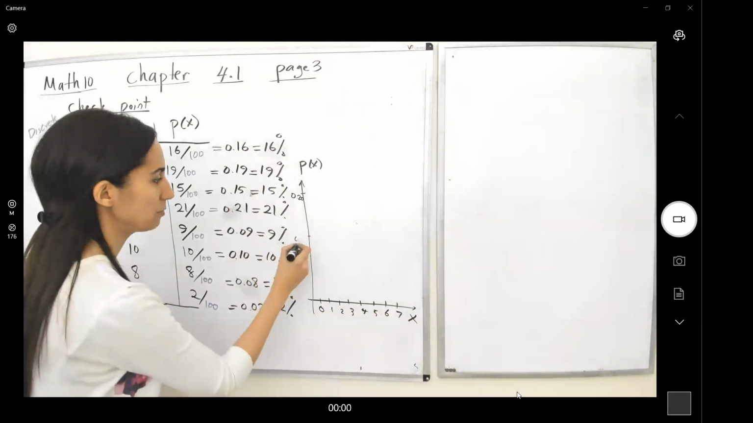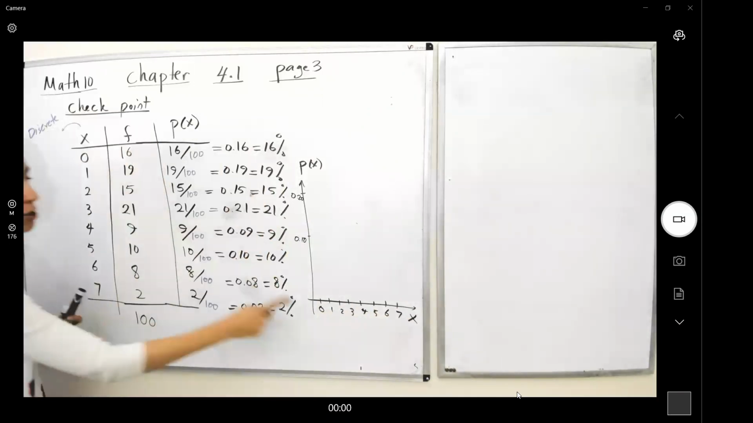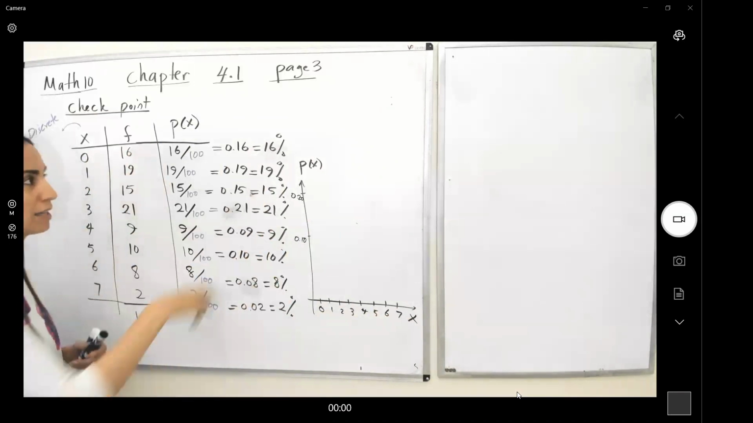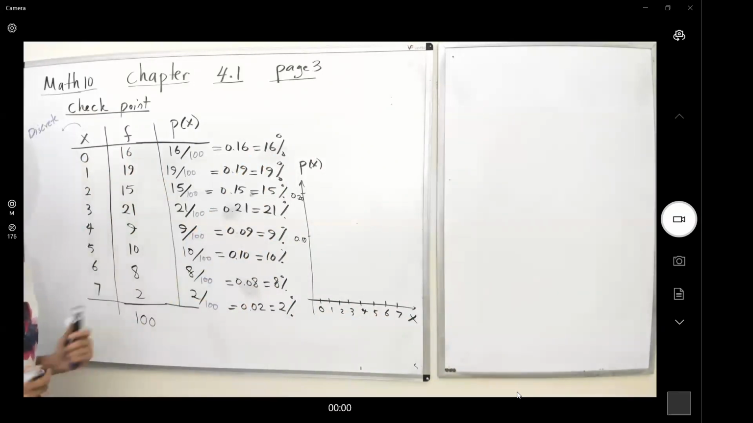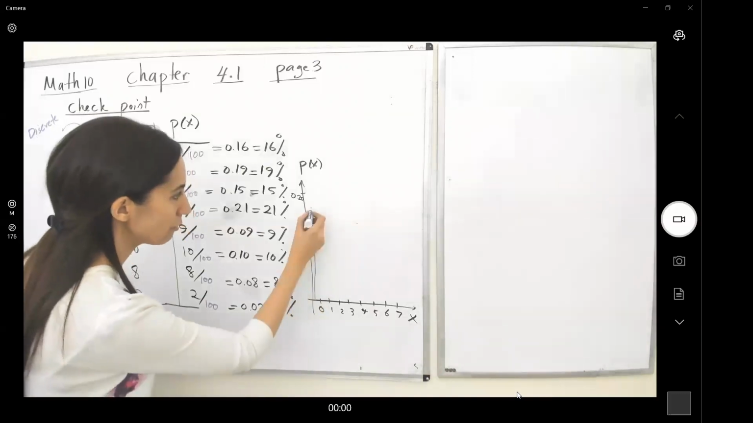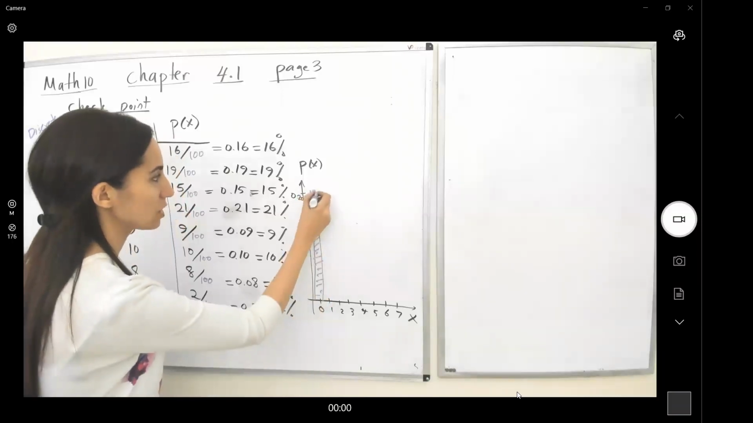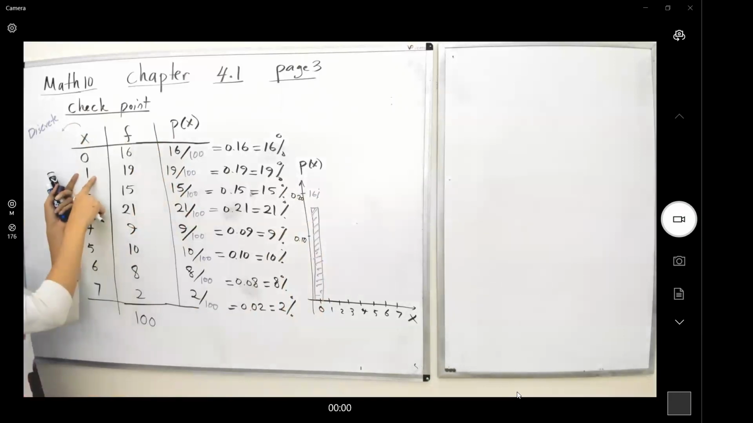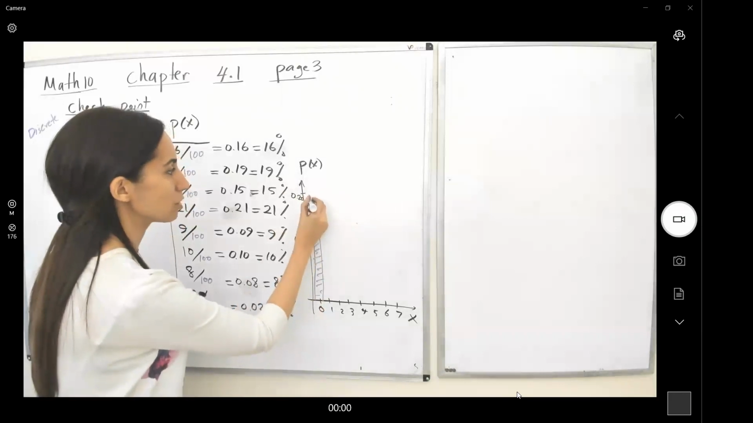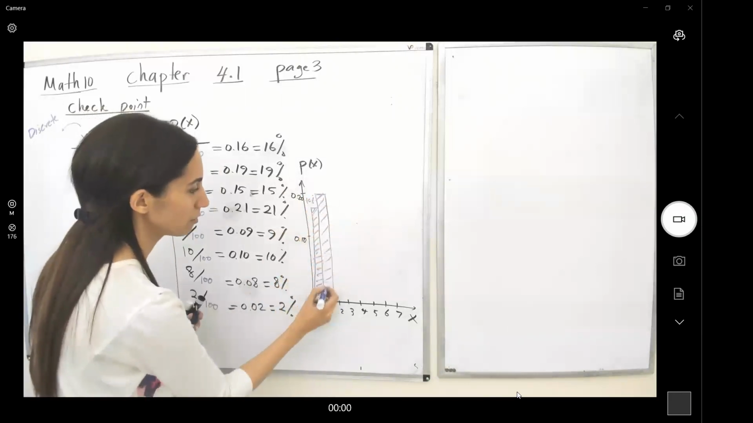So here you have 10%. The first bar is for X equal to 0. The probability of no sale is 16%. So our bar is going to stop at 16%. This is your very first bar. The probability of one sale is 19%. So let me write 16% here, 19%. This is your second bar.